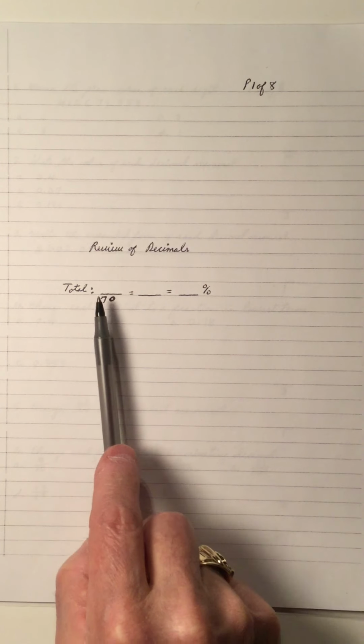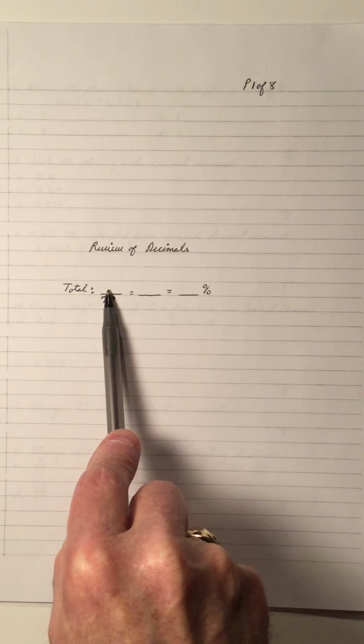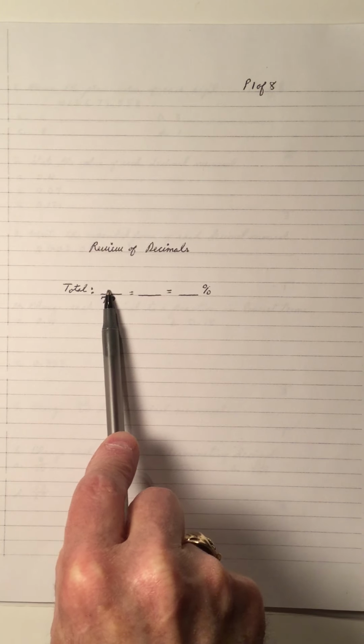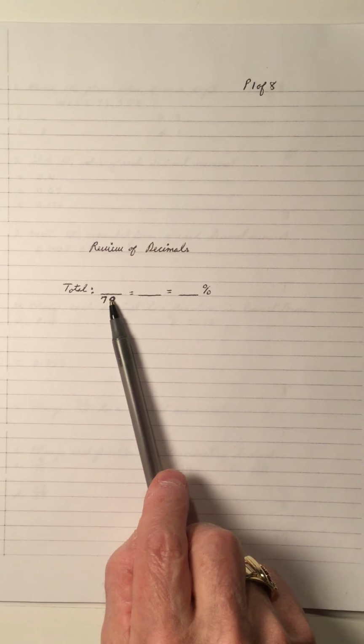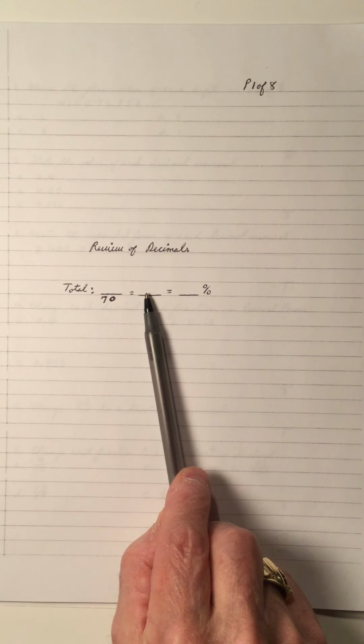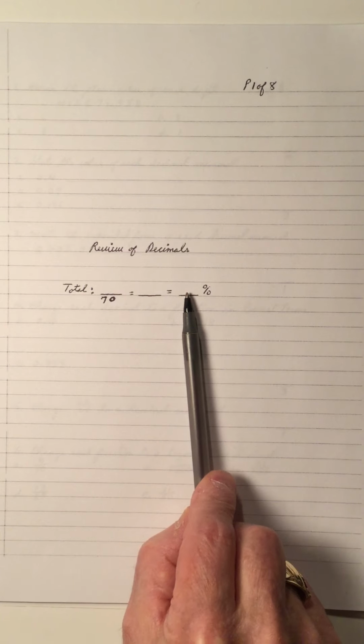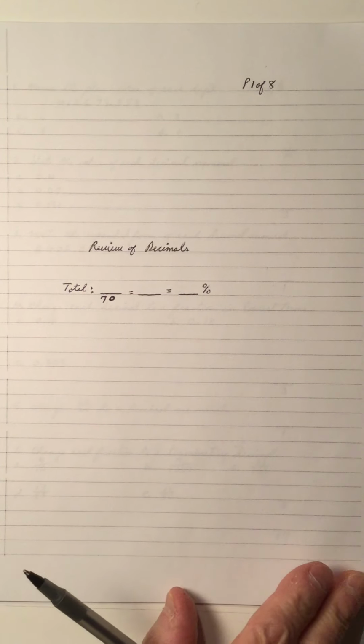So you get your score, which is added to the sum of all the numbers at the bottom of each page, place the total here, divide by 70, convert it to a decimal, move your decimal 2 places to the right to get your percent. Here we go.